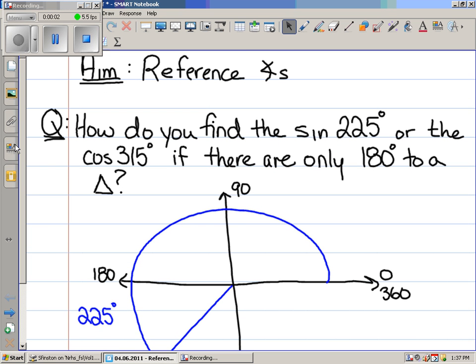Okay, so here's the deal. Here's what we're talking about. We're talking about reference angles today, and our discussion started out with what? With us talking about how on earth you take the sine of 225, if 225 is more than a whole triangle, right? And so we got to this point.